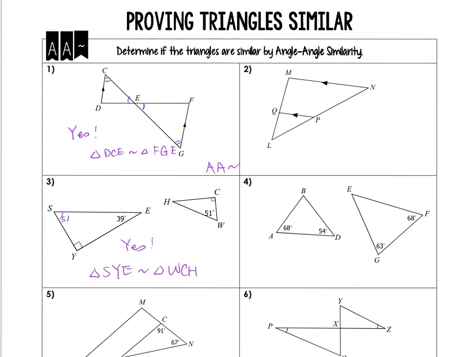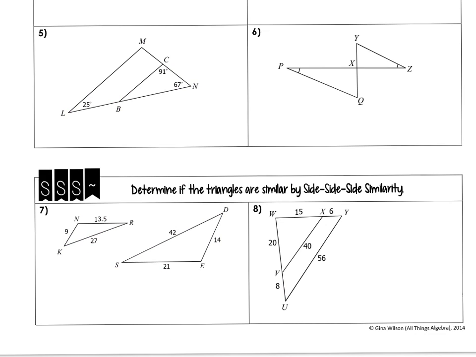Make sure you finish the even numbers. I'm only going to demonstrate the odd numbers. Number 5, I have 91 and 67. So if I do 180, subtract the 2 of them, I should have 22 there.